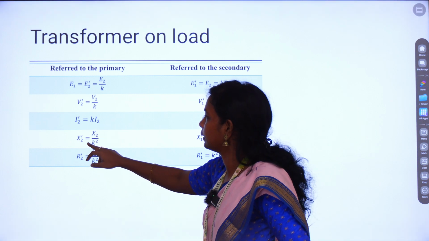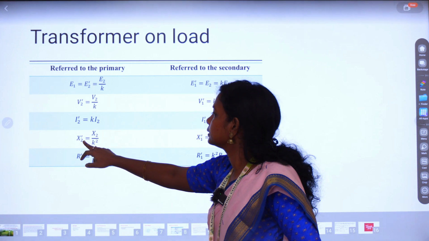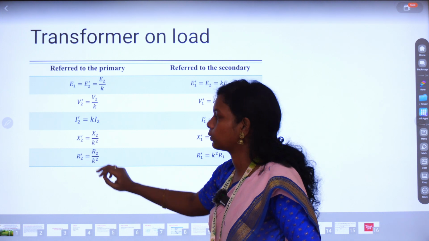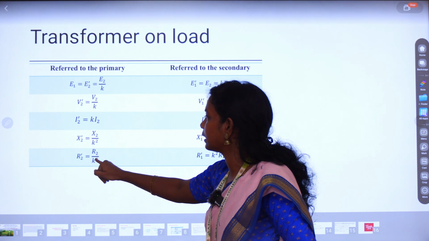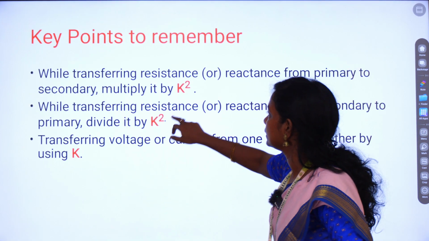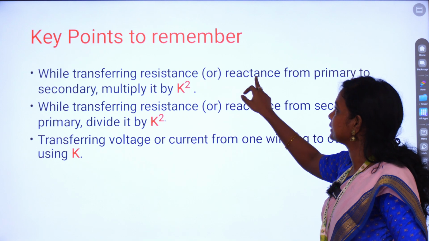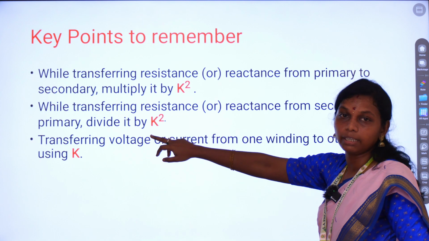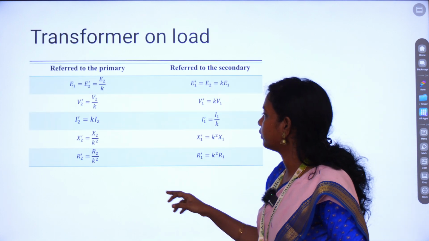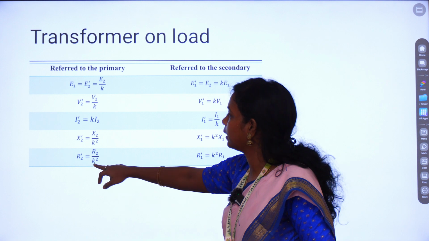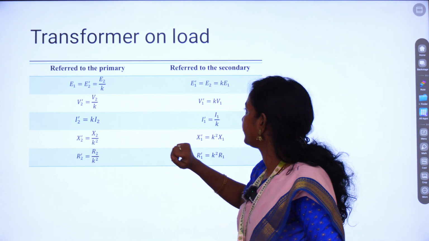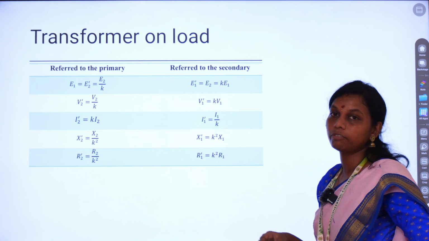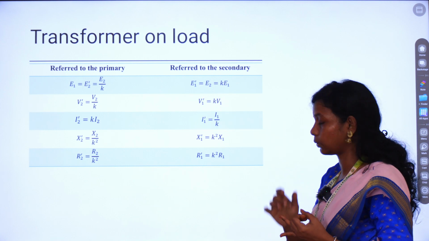And next one, impedance, reactance. So X2 dash is equal to X2 divided by K square, and resistance is also divided by K square. Do you remember? This is the point: resistance and reactance should be divided by K square when going from secondary to primary. So X2 dash is X2 divided by K square and R2 dash is R2 divided by K square. And while referring to the secondary, what is the point we have to remember? We have to multiply by K and K square, is it right?